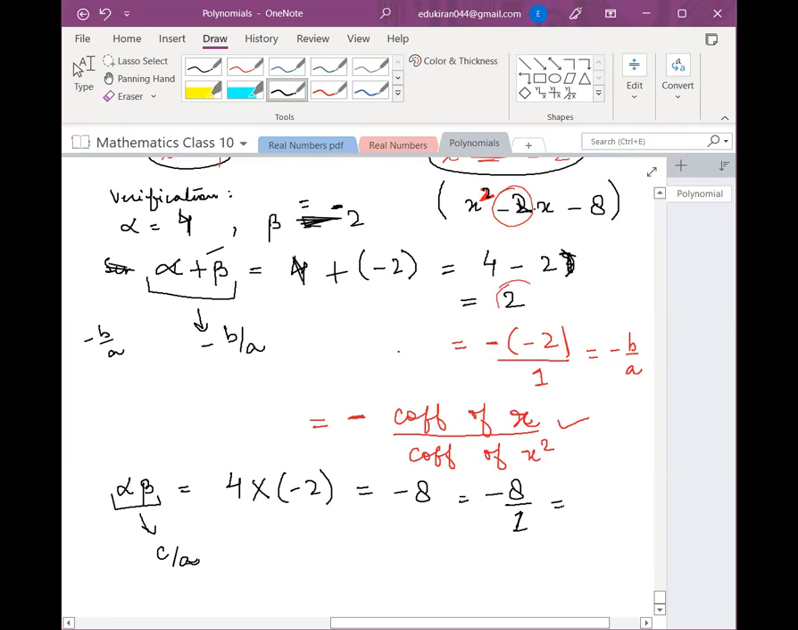Now look at your polynomial. This is clearly equal to c upon a. -8 is c. Compare the constant term with ax square plus bx plus c. So that means here your c is -8, and a is 1 for this particular polynomial. So I'm getting c upon a, which is equal to your constant term upon coefficient of x square. So first part I have done.